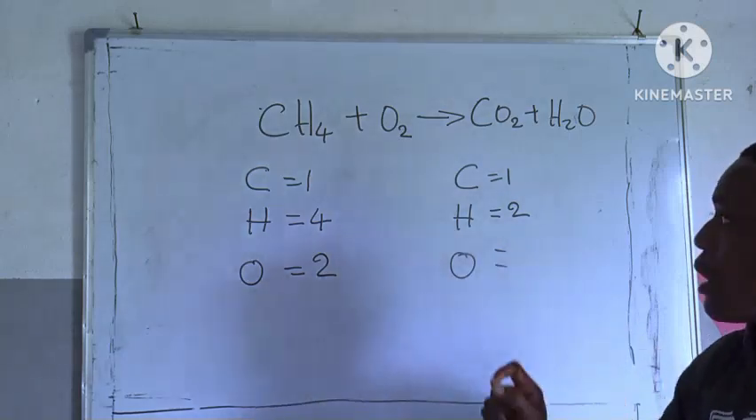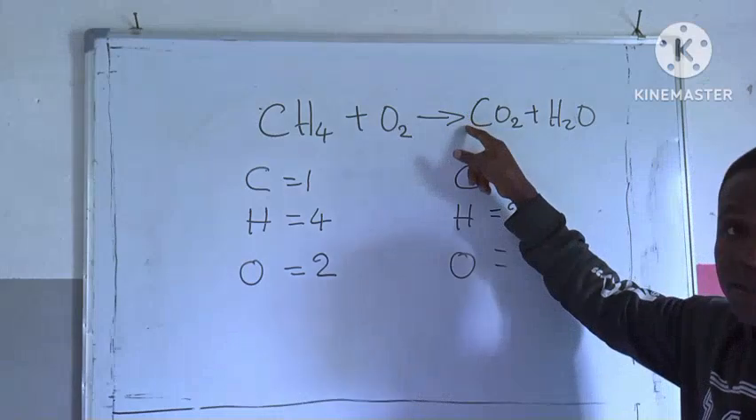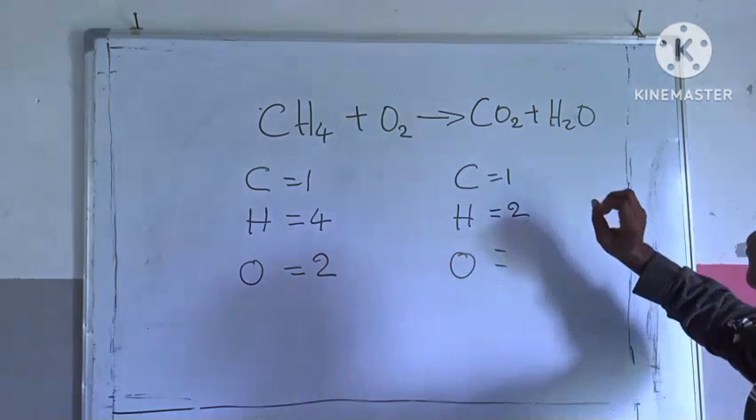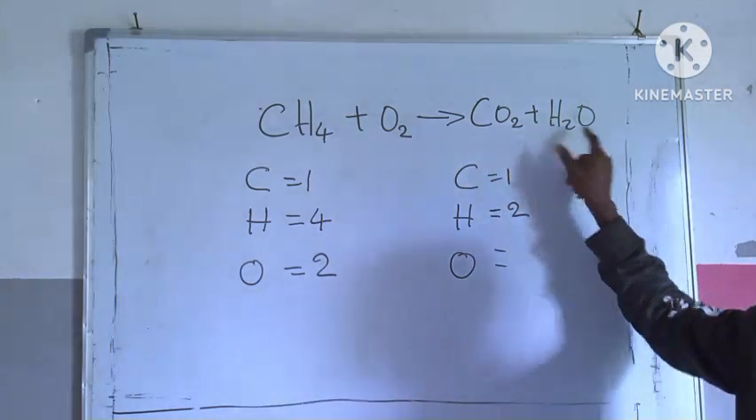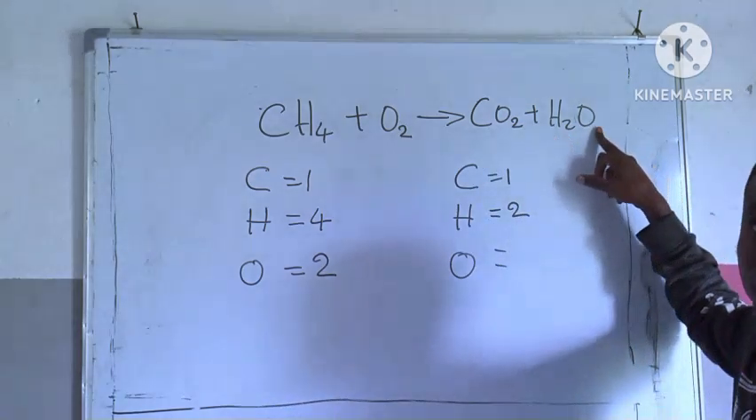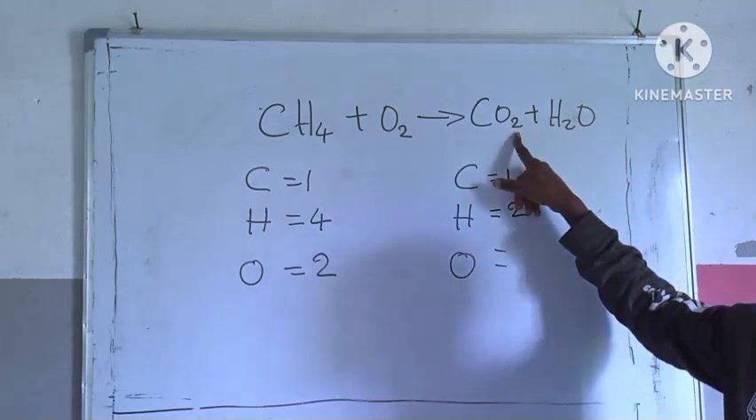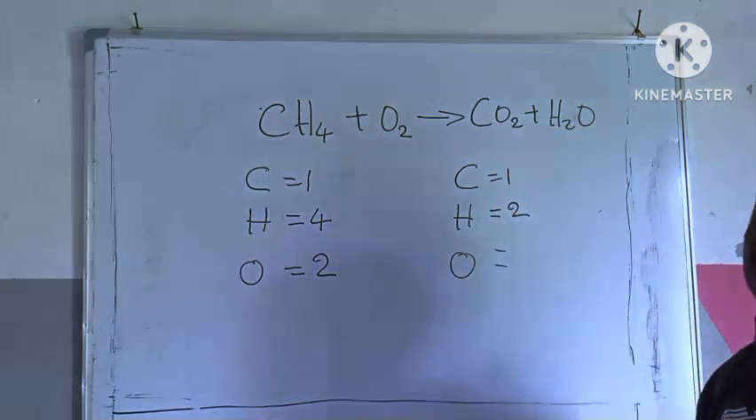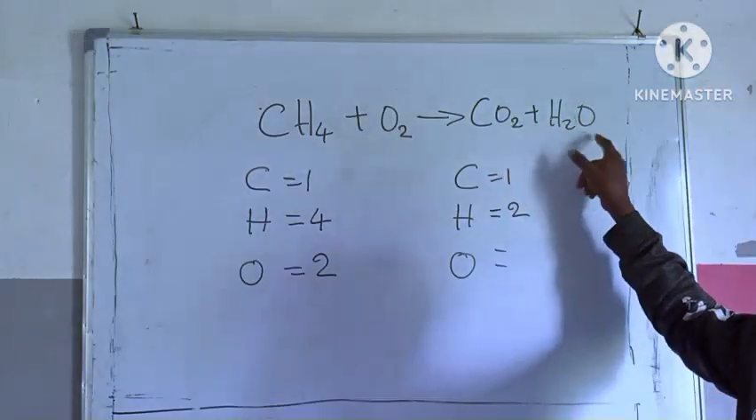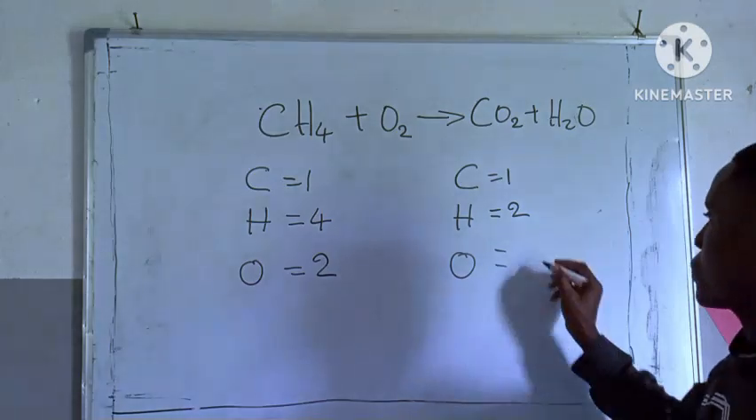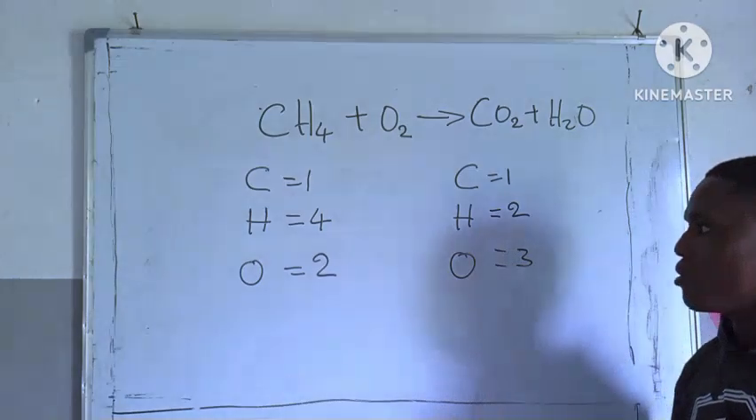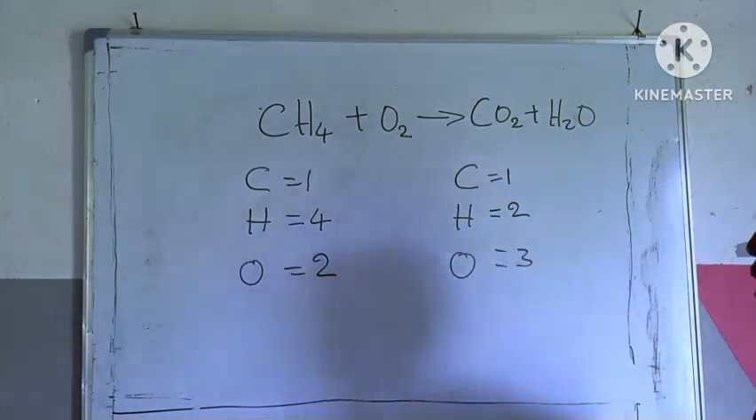You only multiply when a coefficient is given. That is, this number here times this. But this one, they are separate atoms. Are you getting it? So we have one atom here and two atoms here. So in this case, we are adding the two atoms together. Are you getting it? So 2 plus 1 is what? To give us 3. So we have three atoms of oxygen on the right side.